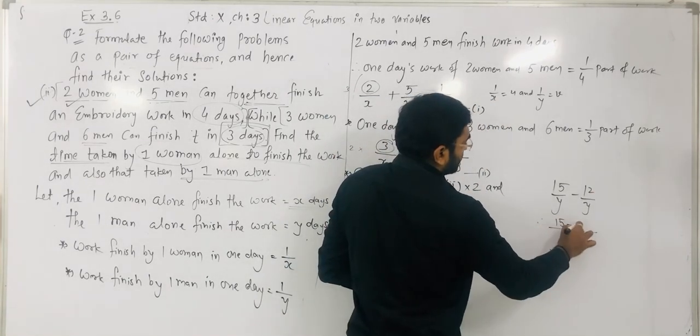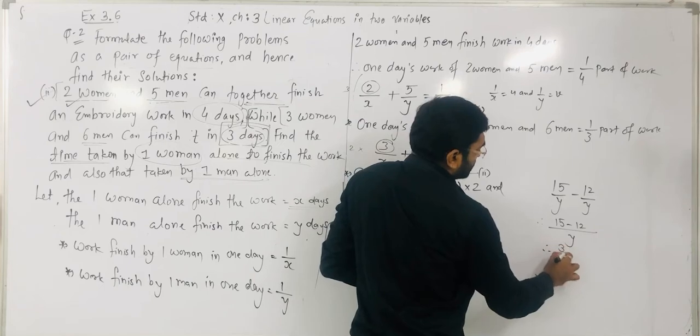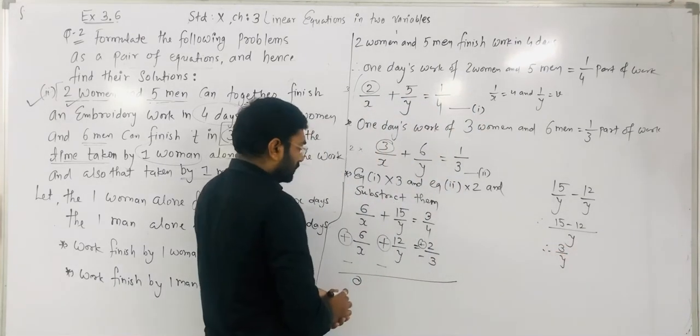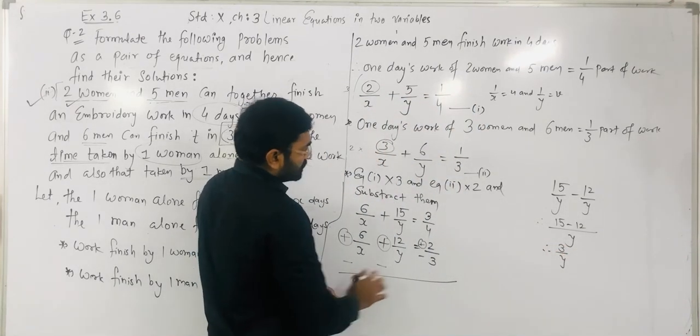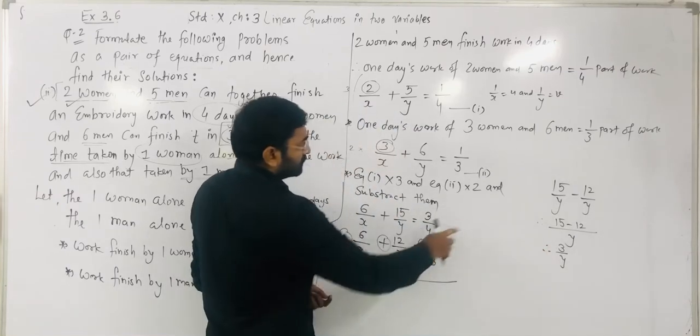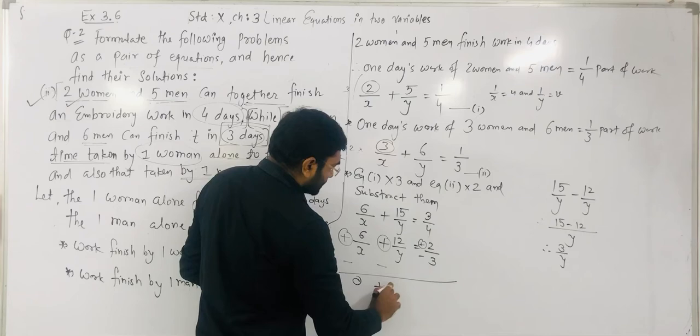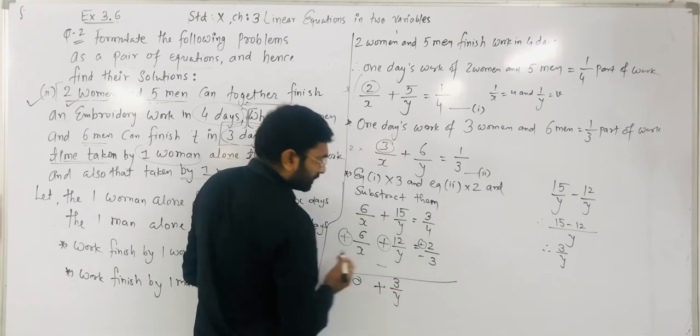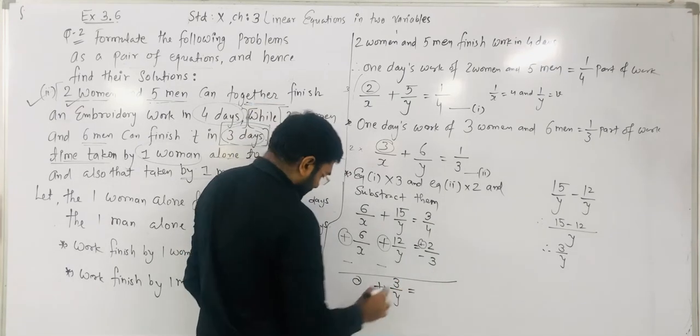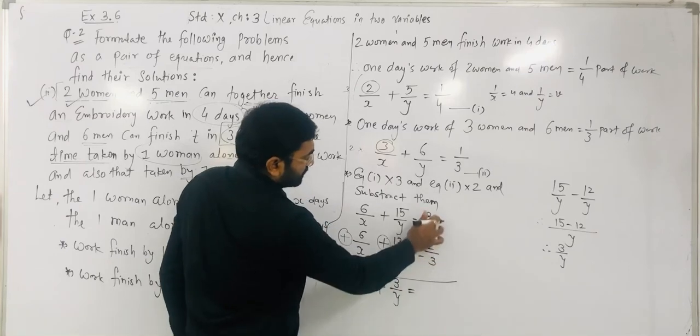So 15 minus 12. So 15 minus 12 means what? 3, and the denominator having the 1. So this one we get the plus, because here is a 15 sign as a plus, which is a bigger number. So plus 3 by y we get.